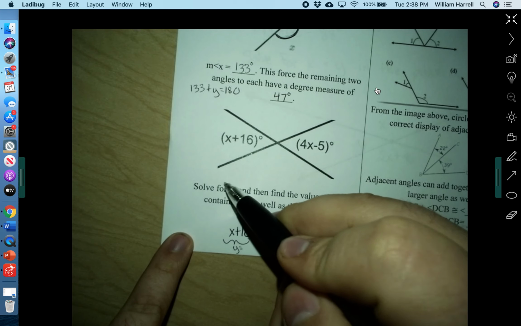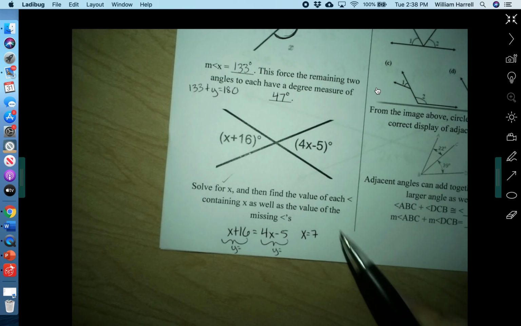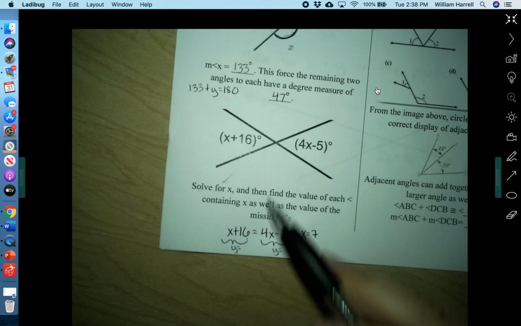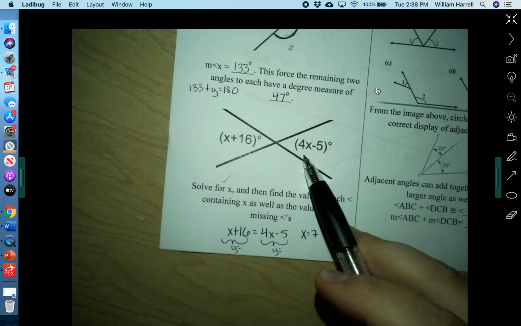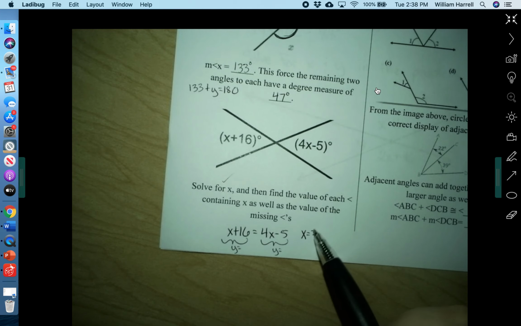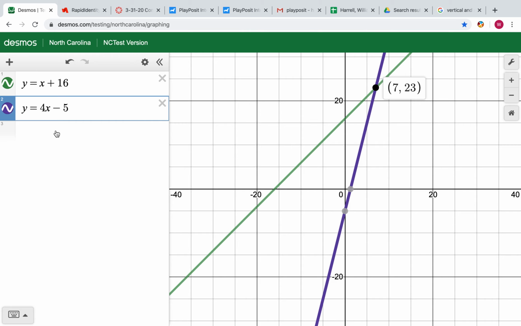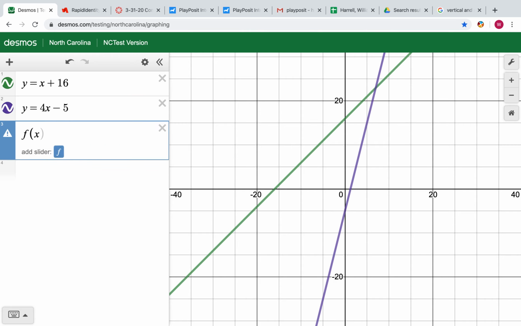Okay, so I solve for x. Now find the value of each angle containing x. So evaluate this, evaluate this. When you evaluate, all you do is plug in. Okay, so I can do, or I could call this f of 7.